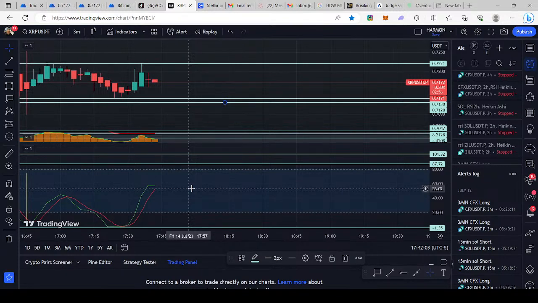So I'm using the 15-minute right now to get better buy-in positions, okay? I'm using the 15-minute stochastic RSI to get better buy-in positions. Notice right here that the 3-minute stochastic RSI, you guys seeing your 3-minute stochastic? You guys see how it's failing to break up?